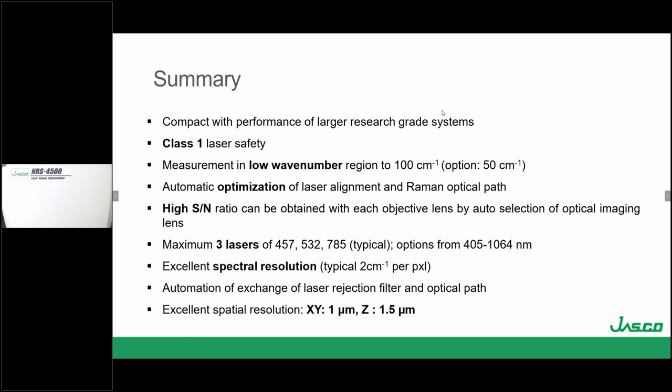So the summary, before I start talking about the instrument, is that we have an instrument with class one laser safety with Raman. This is one of the advantages of using Raman: we can easily go to the low wave number region. It's not like FTIR, where adding those optics requires different hardware. With Raman, we can go easily to the low wave number.